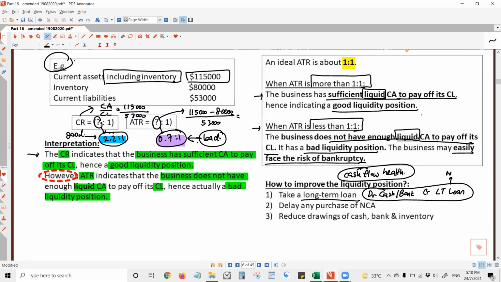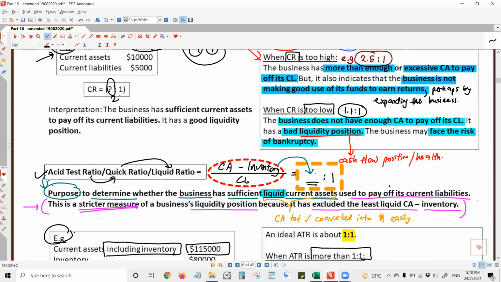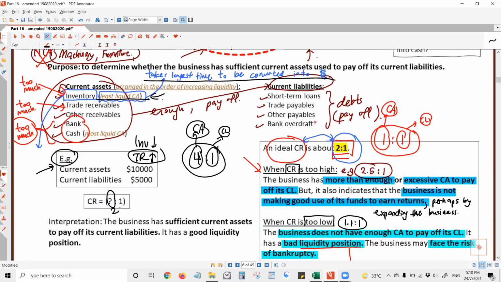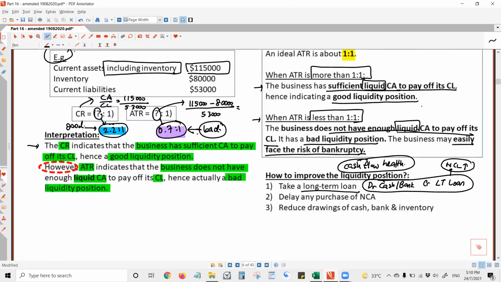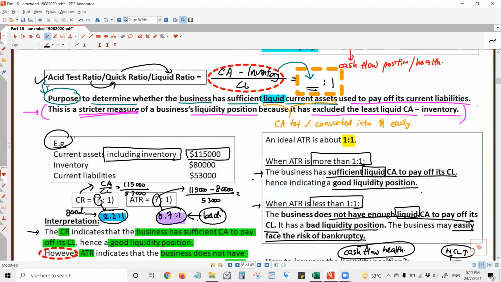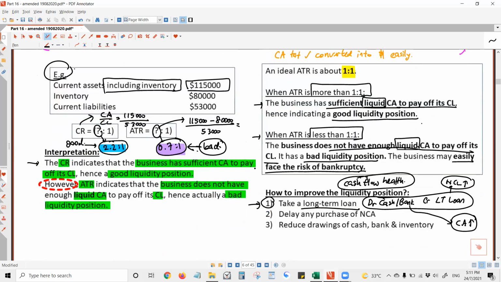Long-term loan is an NCL, right? Yeah. NCL increases. Okay, so when NCL increases, both the current ratio and test ratio will not be affected, right? Because NCL are not involved in both the formulas. Okay, so cash and bank is current asset, right? So current asset would increase. So you agree? The first way can improve both the ratios? Yes, right? Because CA increase, NCL increase as well.